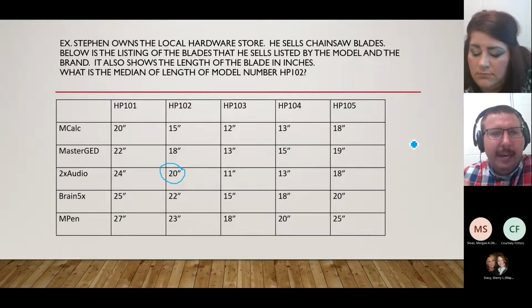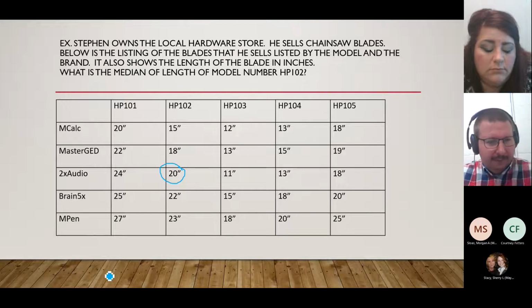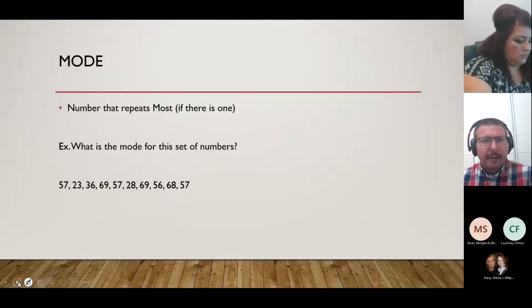Am I guaranteeing that? No, but I'm saying a big hint, hint, hint right here. All you have to do is look for the middle. Okay, next one. That was mean, median, the mode.